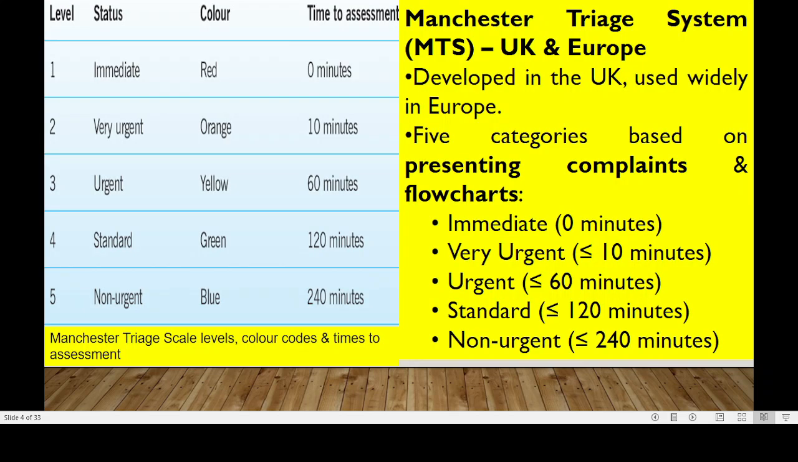Looking at the one in UK, this is the Manchester triaging system. This one is developed in UK and is used widely in Europe. It also has 5 categories based on the presenting complaints and the flow charts. So the first one, we have the immediate, where the time to assessment should be 0 minutes, and is normally coded red. We now have very urgent as level 2. Level 3 is urgent. Level 4 is standard, and level 5 is non-urgent.